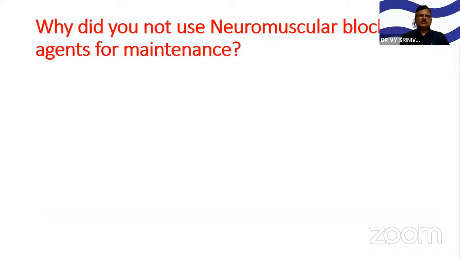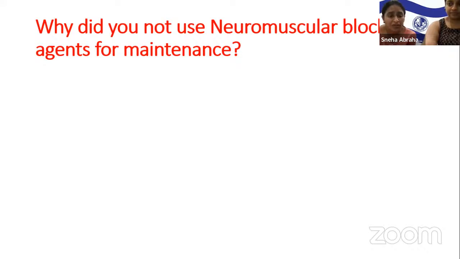Why did you not use neuromuscular blocking agents for maintenance? As we previously discussed, sir, the pathway for motor evoked potential and electromyography traverses through the neuromuscular junction. So if we block the neuromuscular junction, we will not be able to elicit the response at the muscle level. And if the block at the neuromuscular junction is more than 75%, we will not be able to elicit a response at the muscle. So in order to obtain an adequate response, we did not use neuromuscular blocking agents during maintenance.